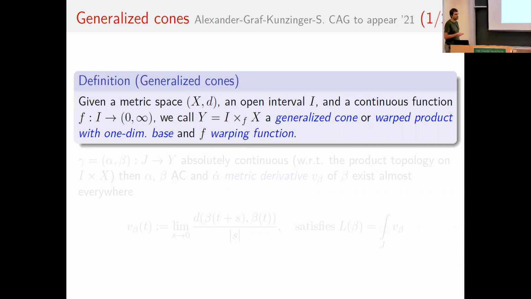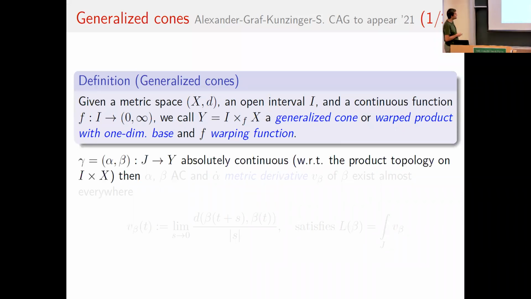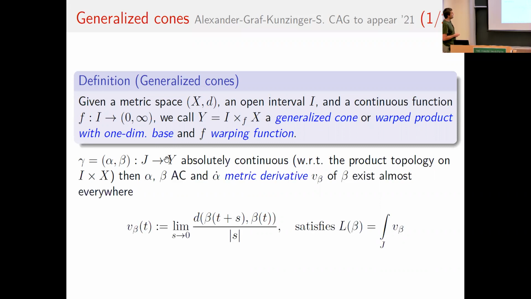So warped products are important in differential geometry. They have a nice structure and easy examples. However, in our case, we need a one-dimensional base because otherwise we don't know yet how to define the causal structure. And this works as follows. You take gamma, an absolutely continuous curve into your generalized cone, which has the components alpha, beta. So alpha goes from J into I and beta goes from J into X. And then both alpha, beta are absolutely continuous, and the derivative of alpha exists almost everywhere, and the metric derivative of beta exists almost everywhere.